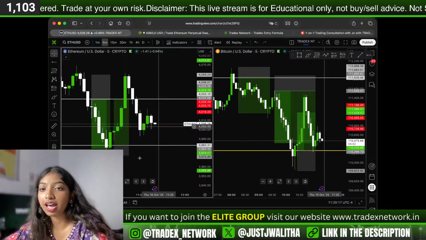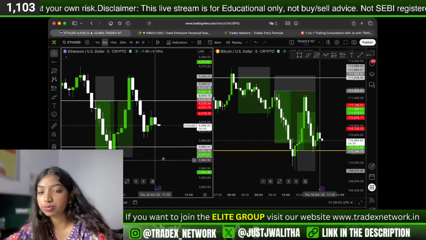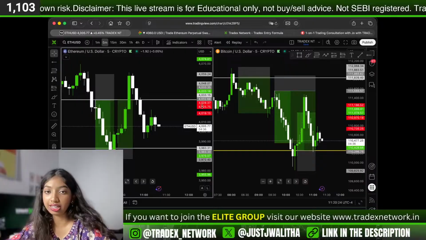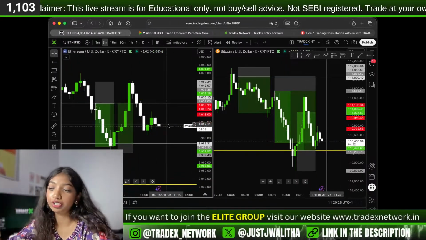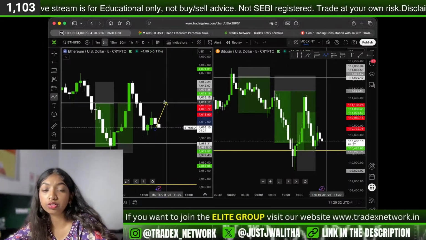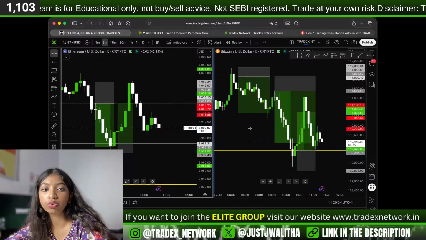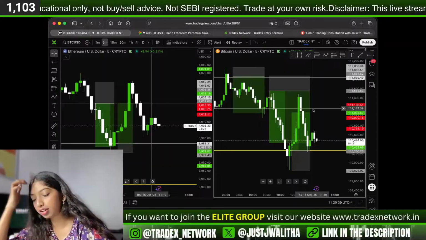So on the left side, we have Ethereum chart. On the right side, we have Bitcoin chart. I'm looking for a trade setup to play out, and I won't enter unless I see my setup forming and follow my trading plan. So what I want is a pullback, a retracement, so that we can go short over here. Let's see if we can find that.